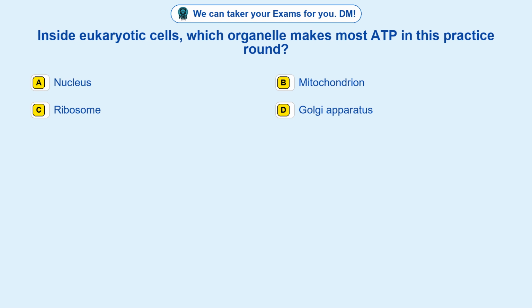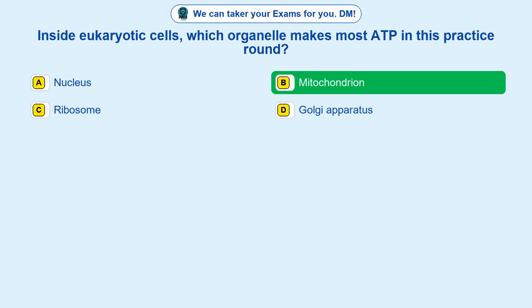Question 2. Inside eukaryotic cells, which organelle makes most ATP in this practice round? Option A, nucleus. Option B, mitochondrion. Option C, ribosome. Option D, Golgi apparatus. The correct answer is option B. Mitochondrion.